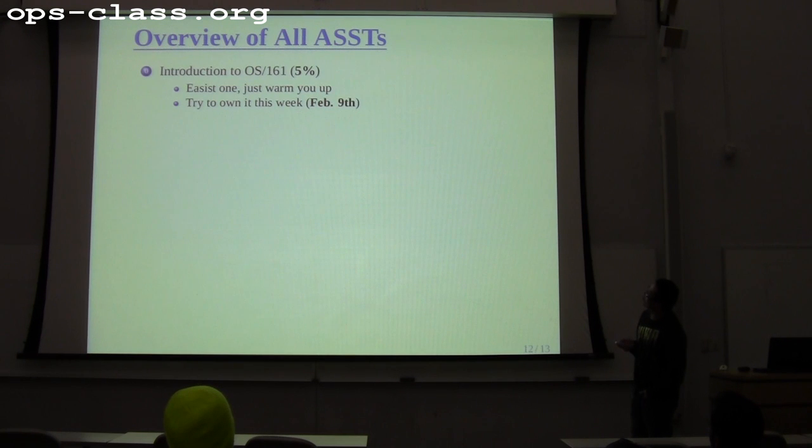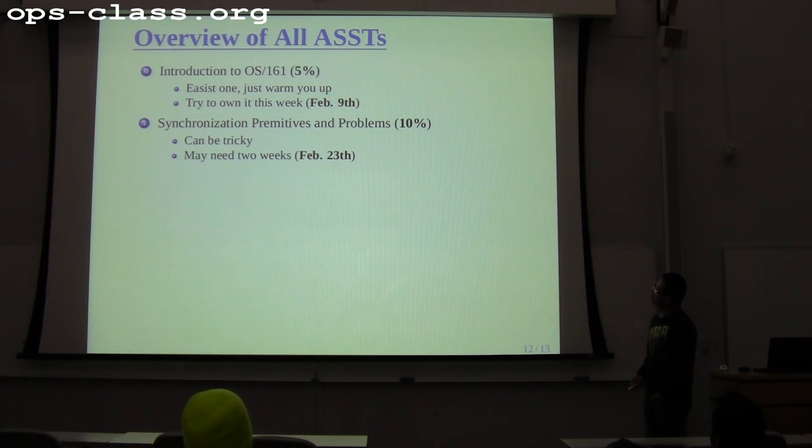And for all the assignments, I will give you an overview of the workload of each assignment. Assignment 0 is the easiest one, just to warm you up. You really want to get it done this week, so you don't spend too much time just warming up. Assignment 1 is synchronization primitives. Some of the synchronization problems can be tricky, but I would say it's quite straightforward, and it shouldn't take you more than 2 weeks. So you want to finish it in the next 2 weeks.